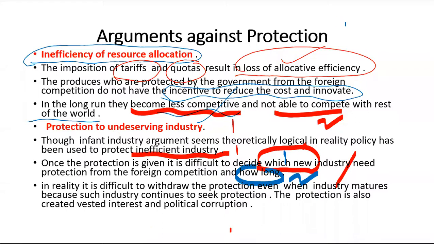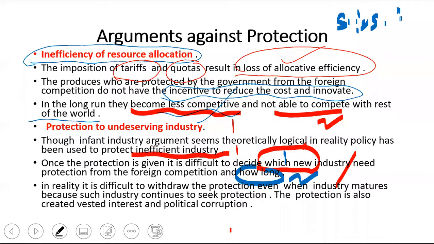Let us take an example. The best example is subsidy. Government is giving subsidy to an industry. After taking this subsidy, they get used to producing at lower cost. If the subsidy is withdrawn, what will happen? The cost will increase. That the producer doesn't want. They always want to enjoy the benefit of the government. So protection is used for undeserving industry. What is the meaning? An industry which is not deserving at all gets the protection.